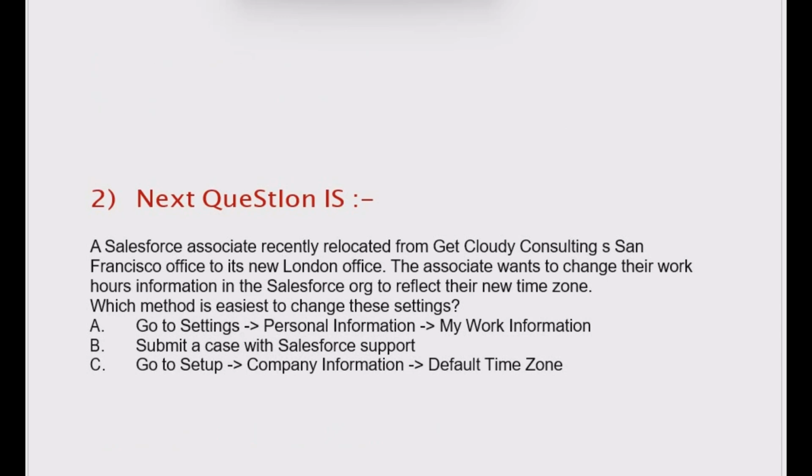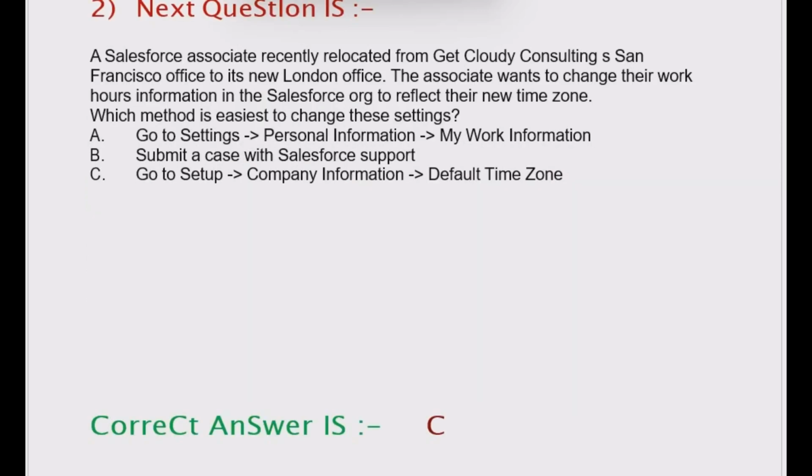Question is a Salesforce associate recently relocated from Get Cloudy Consulting's San Francisco office to its new London office. The associate wants to change their work hours information in the Salesforce org to reflect their new time zone. Which method is easiest to change these settings? Option A go to settings, then personal information, then my work information. Option B submit a case with Salesforce support. Option C go to setup, then company information, then default time zone. Correct answer is option C.